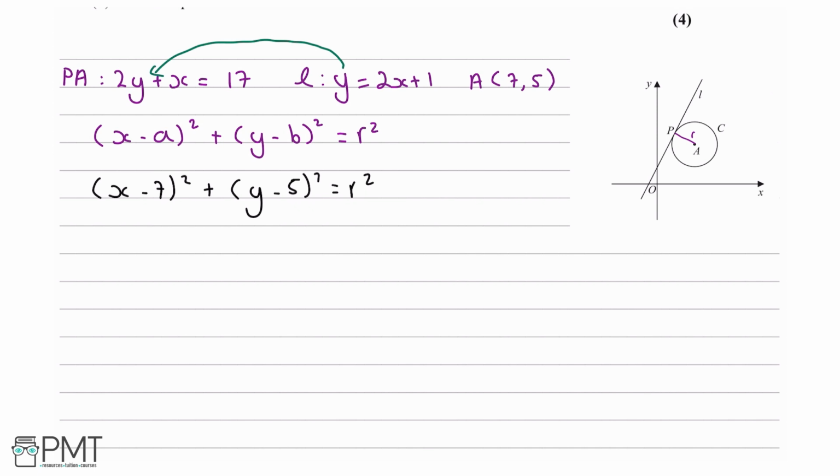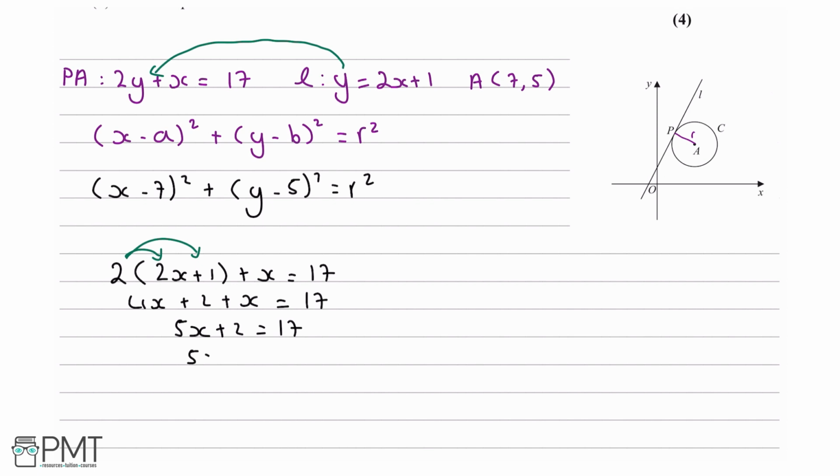So what we will end up having is 2, and then our expression for y here is 2x plus 1, plus x equals 17. Okay, so let's expand the brackets. So 2 times 2x is 4x. 2 times 1 is 2. So 4x plus 2 plus x equals 17. 4x plus x, that gets us 5x plus 2 equals 17. 5x, subtract 2 from both sides, so we get 5x equals 15, and therefore our x coordinate equals 3.